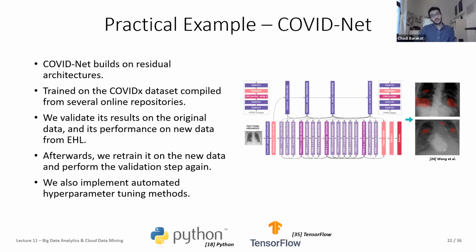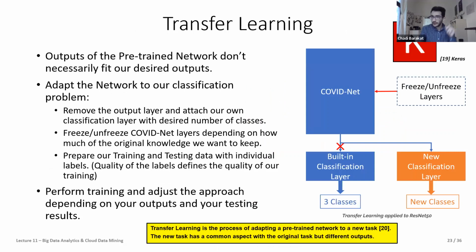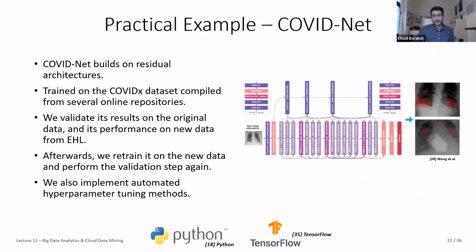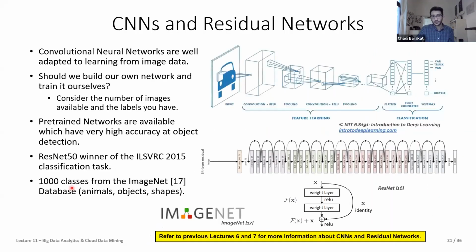With that in mind, we move on to one of the major advances in deep learning, which is the whole idea of transfer learning. You see, COVIDNet itself was initially trained on ImageNet, which we talked about here.